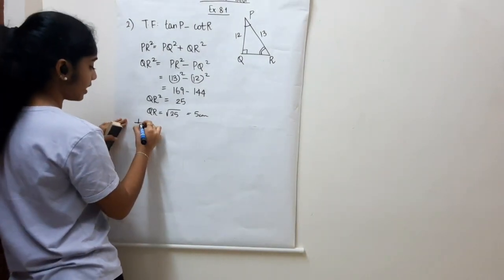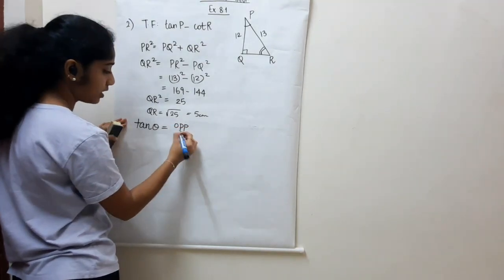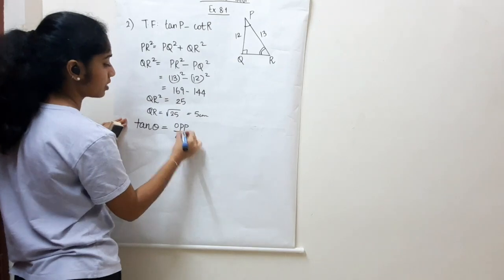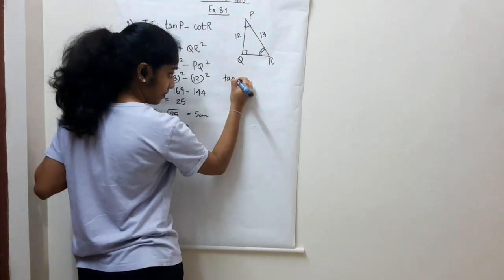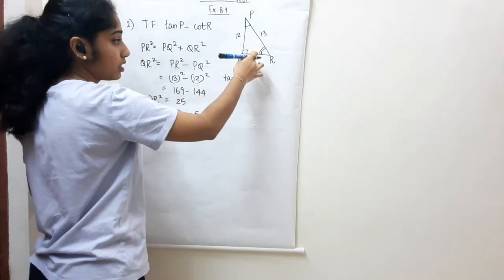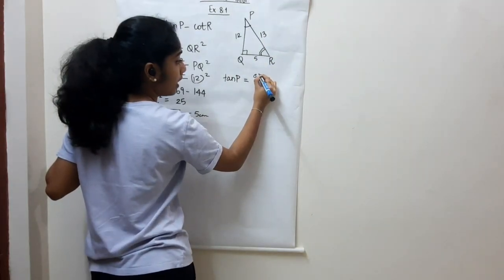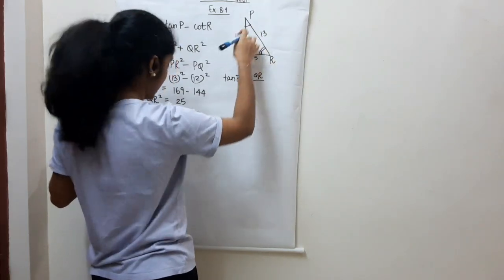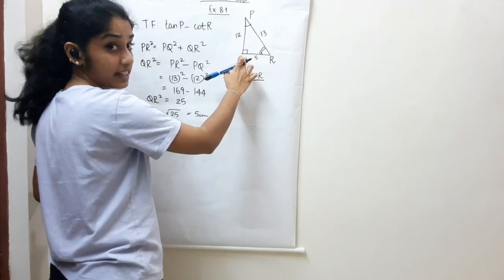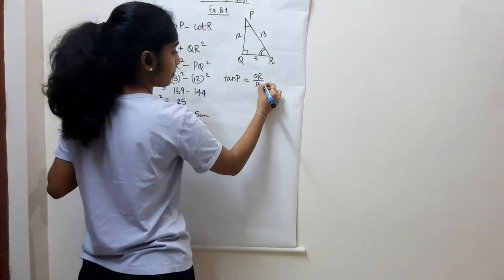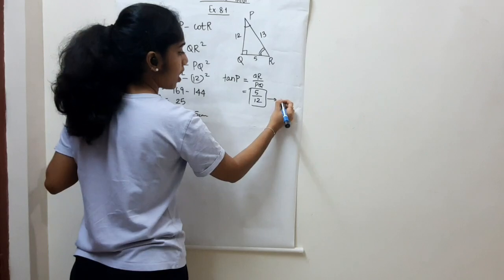So now we know that tan theta is equal to the opposite to the theta by the adjacent side to the theta, right? So we have tan P. To P, the opposite side is QR, so it will be QR divided by the adjacent. Opposite by adjacent. Adjacent side is PQ because both P and the 90 degrees lie on it. So it will be 5 by 12. That is tan P. Keep it as 1.